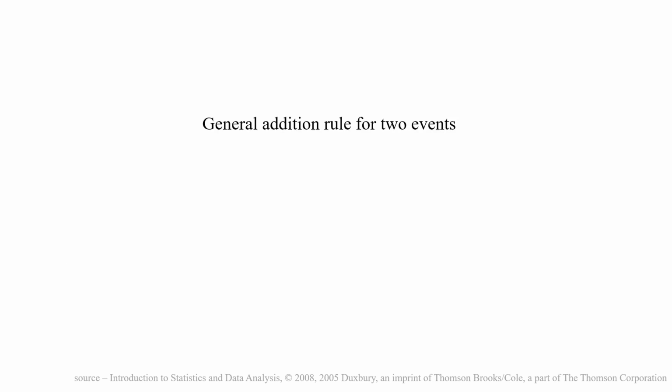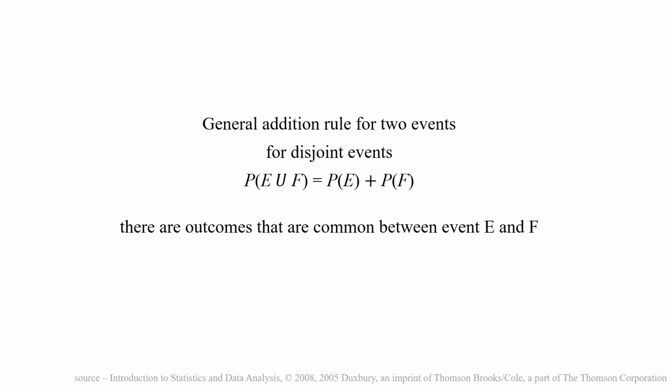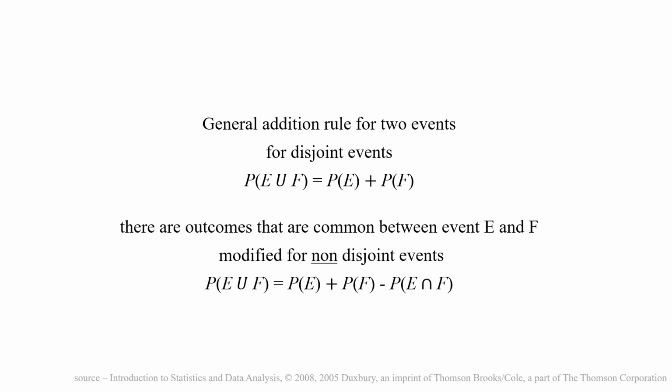General addition rule for two events. It is already discussed that for disjoint events, probability of E union F equals probability of E plus probability of F. However, for non-disjoint events, the above equation requires an adaptation. Since there are outcomes that are common between event E and F, the above equation is modified as follows for non-disjoint events. That is, probability of E union F equals probability of E plus probability of F minus probability of E intersection F.